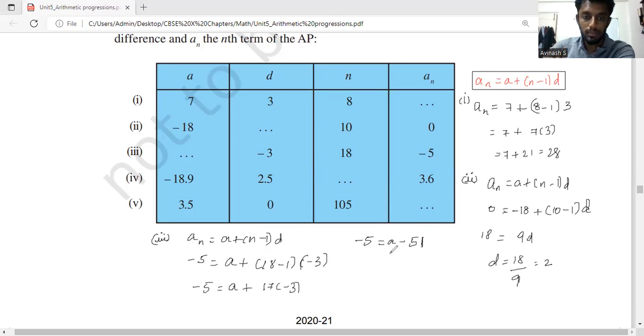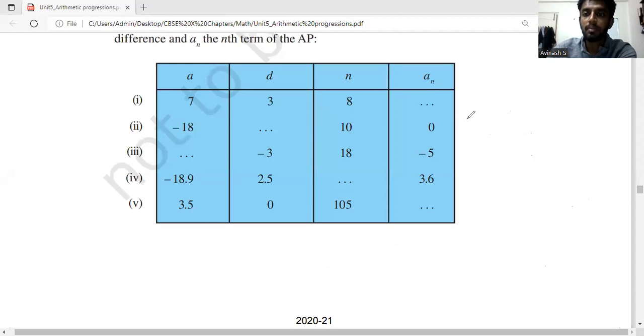Now, this minus 51, when it goes to the left side, there is already minus 5, this will become plus 51. So you will be getting A equal to 46. 51 and minus 5 will get subtracted and you'll get 46. So these are the answers to the first three subdivisions.